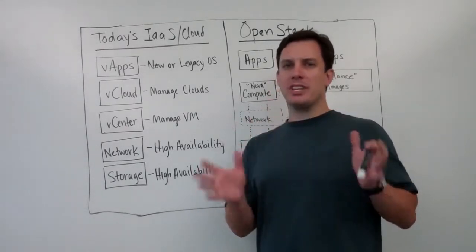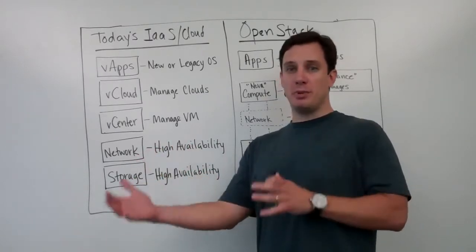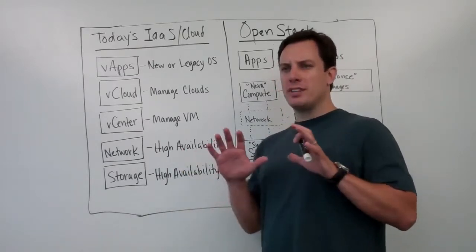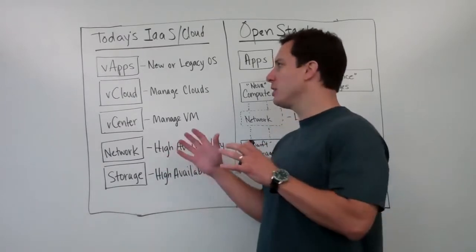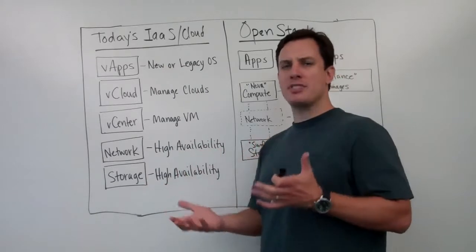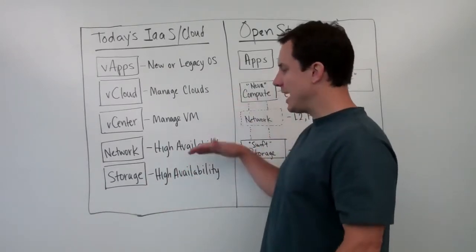Now, before we even get started with that, it's always good to make a comparison between something that most people understand and something new. So we're going to get started with what does today's infrastructure as a service look like from a cloud perspective, and I'm going to use VMware plus Cisco plus our storage partners type of stack because a lot of people are familiar with that. So in today's environment, the stack looks something like this.